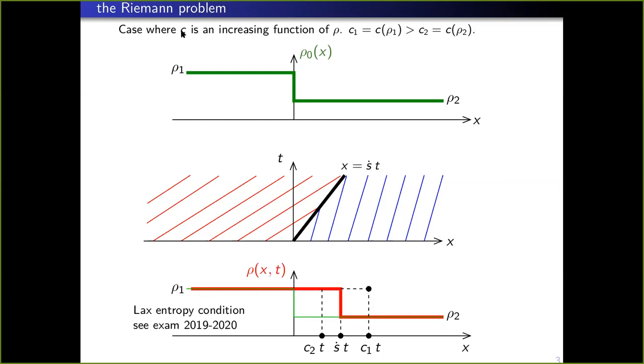C is not always a monotonous function of density, and one has to check indeed something very sensible, that S dot is between C2 and C1, and this is called the Lax entropy condition. And if you're curious about that, you may check the exam 2019 to 2020, where there is an exercise dedicated to the study of what happens to the shock when C is not monotonous.